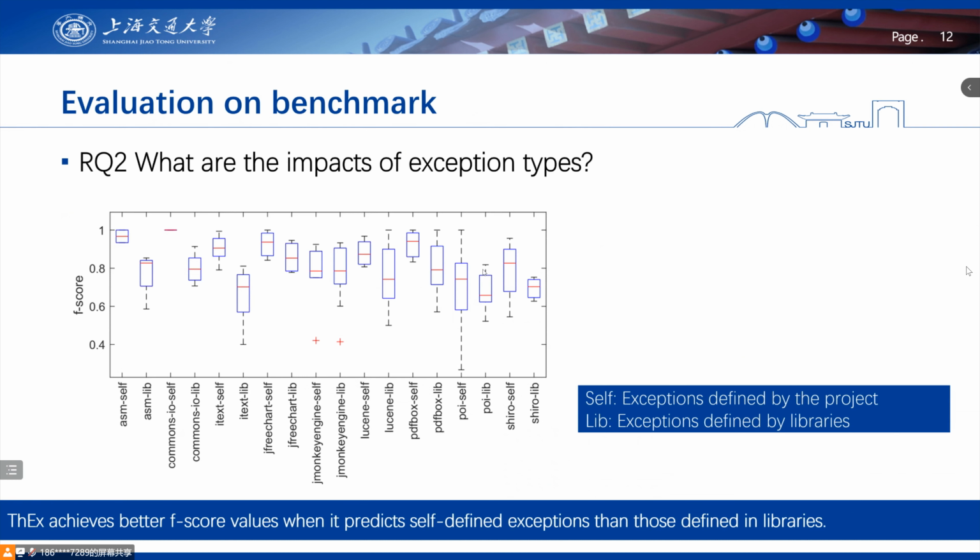In the second RQ, we evaluate the differences of predicting self-defined exceptions and those defined by libraries. In this figure, self denotes the exceptions defined by programmers, and lib denotes the exceptions defined by API libraries. Our results show that our tool achieves better results when it predicts self-defined exceptions.